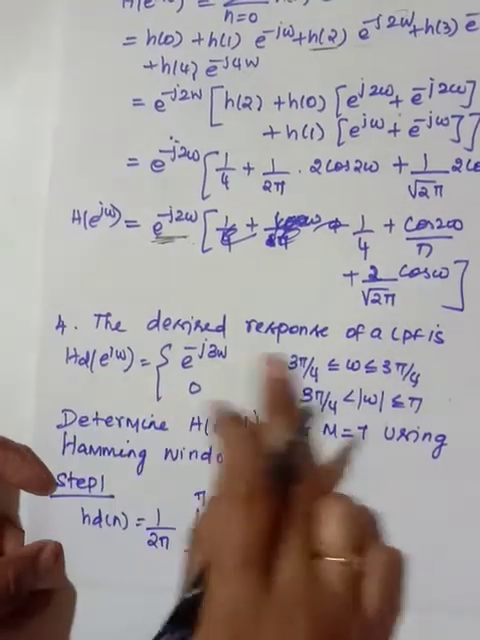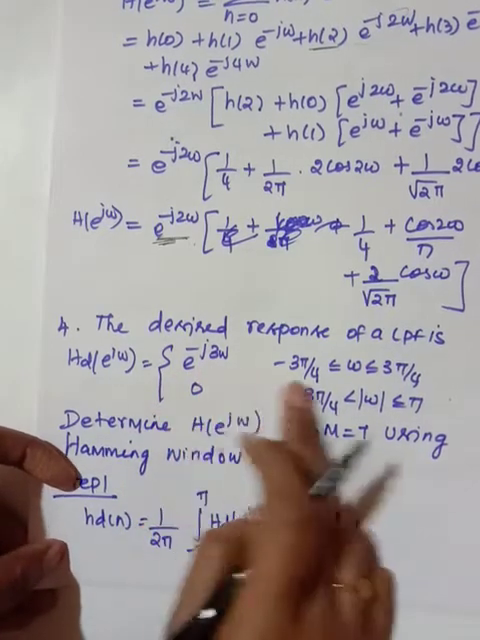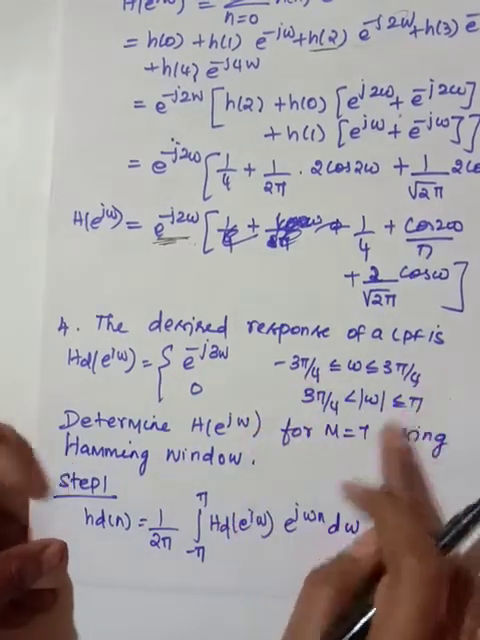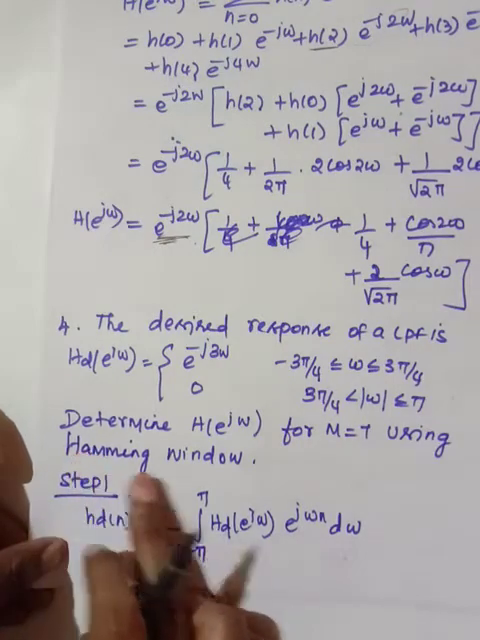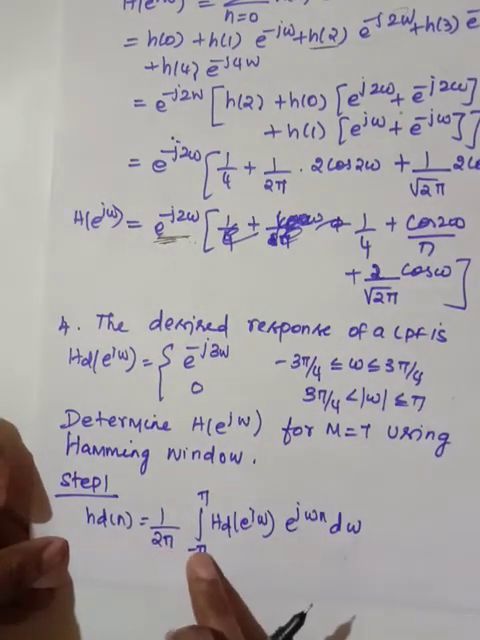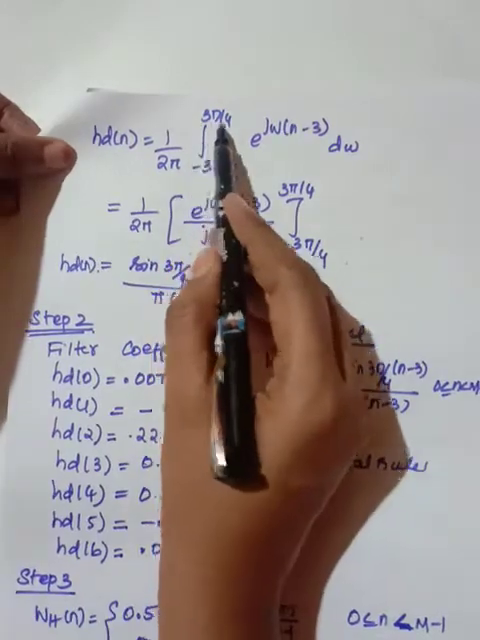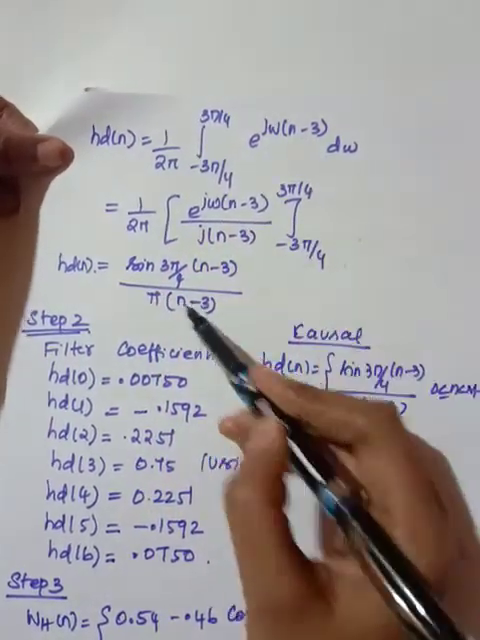So here is the next problem. Here it is a low pass filter whose response is e power minus j3 omega and it is in this range. The same concept we are going to implement using the Hamming window. First I am finding hd of n for the range minus pi to pi. The next one is, here I have chosen minus 3 pi by 4 to 3 pi by 4. So I am getting this answer.